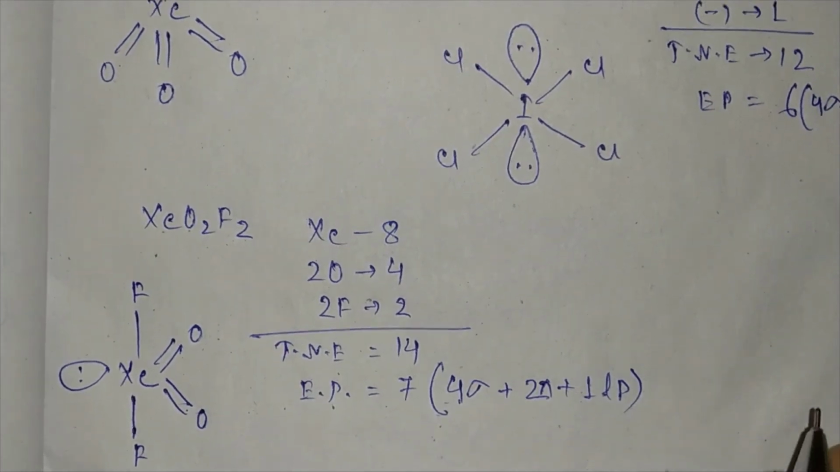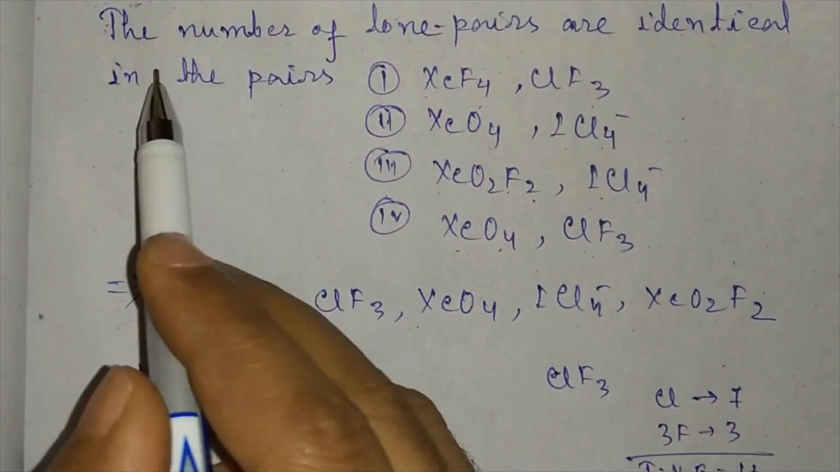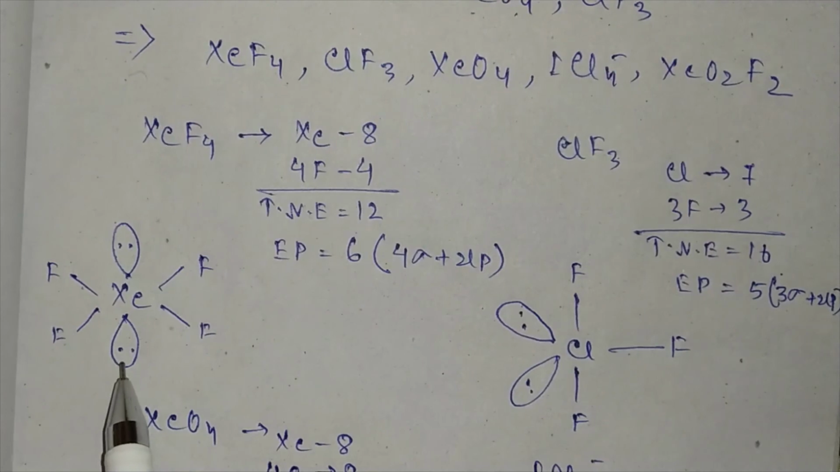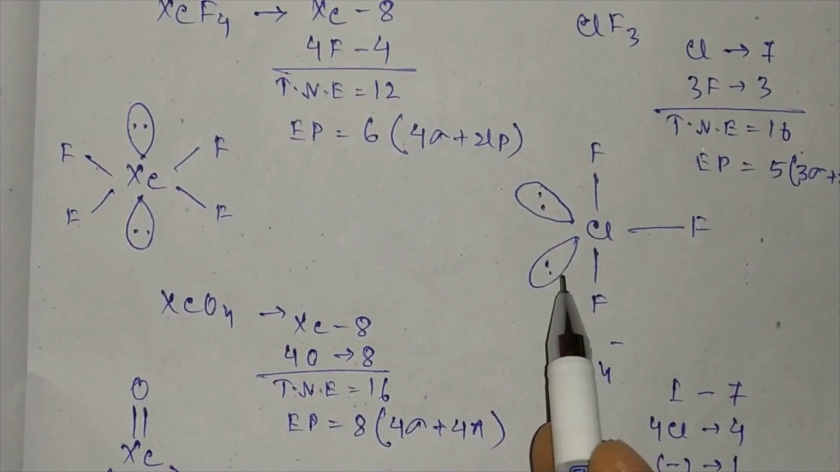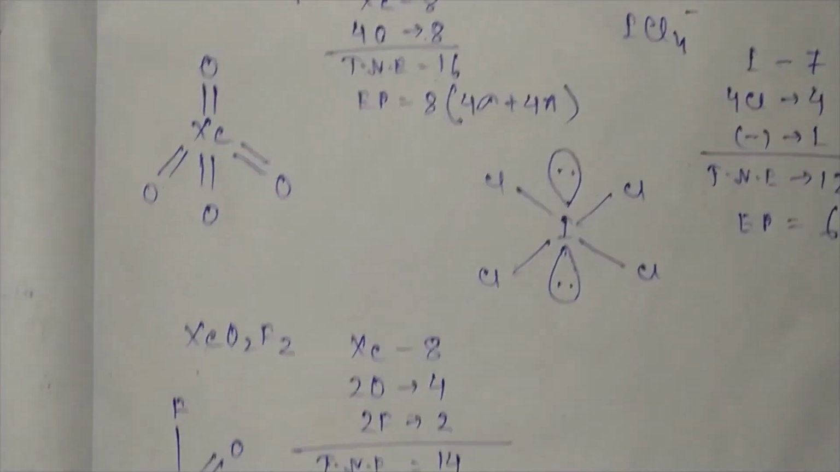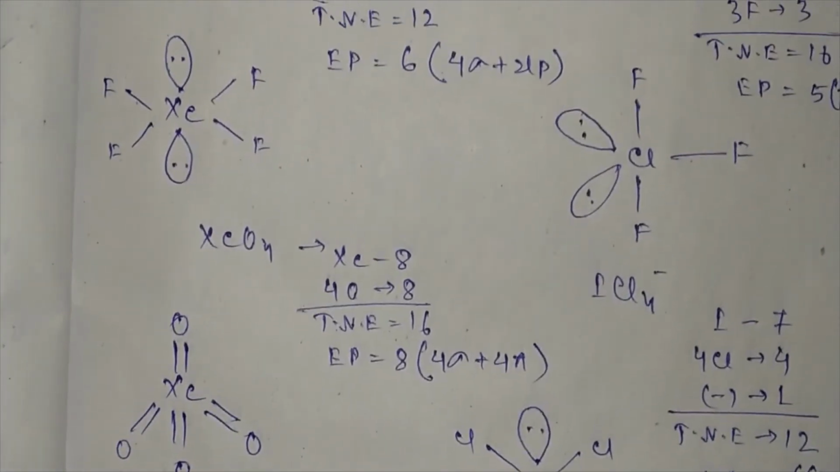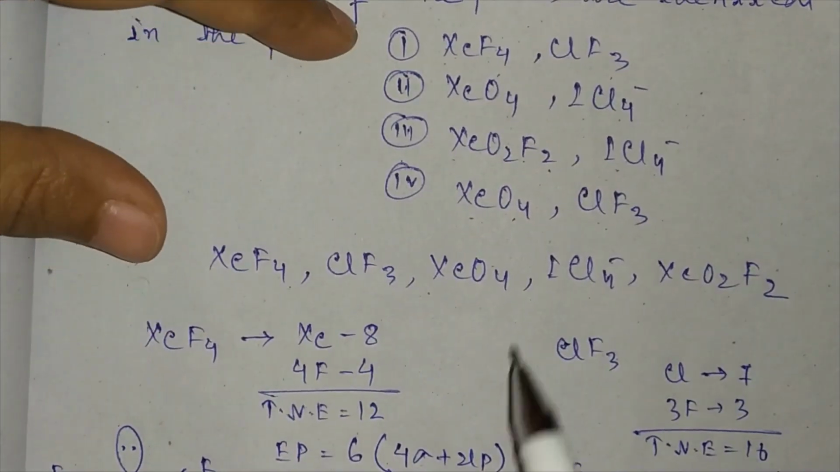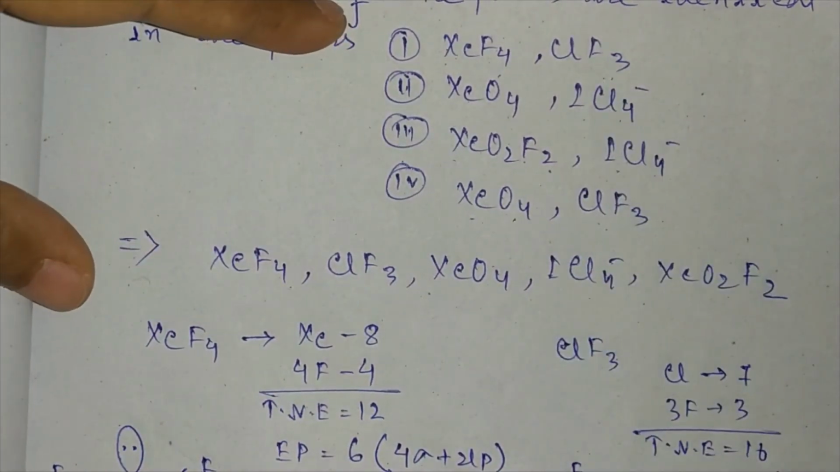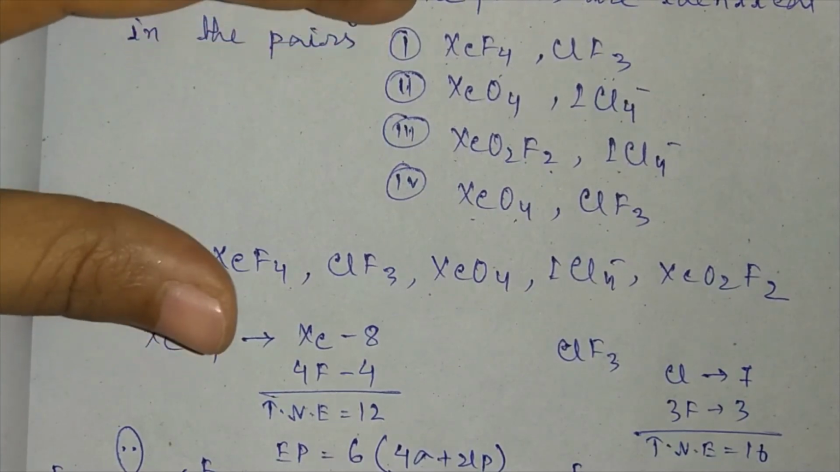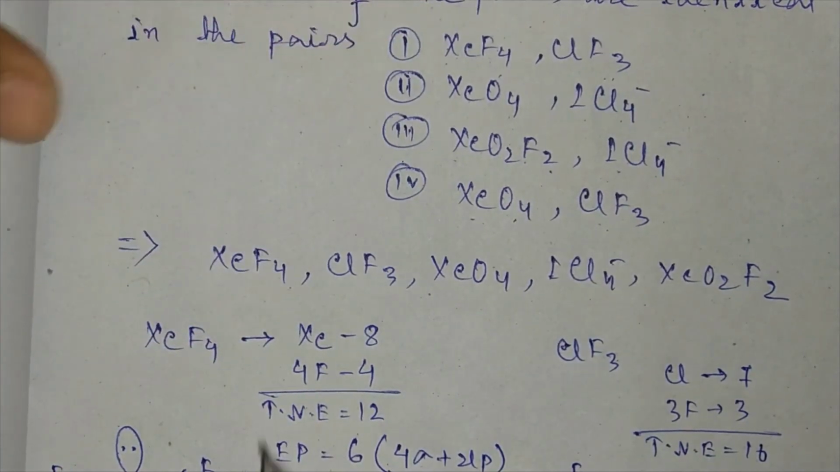So we can see here our question is which pairs have an identical number of lone pairs. So it has 2 lone pairs, also it has 2 lone pairs, it has 2 lone pairs, it has 1 lone pair. So these 2, that is XeF4 and ClF3, will have 2 lone pairs in each. This will be the answer.